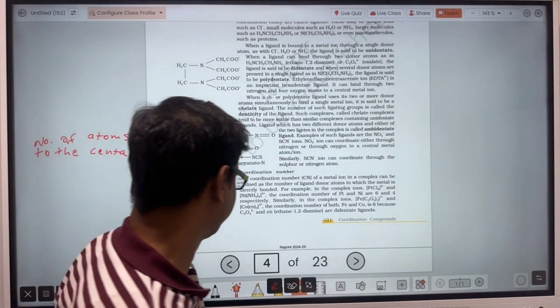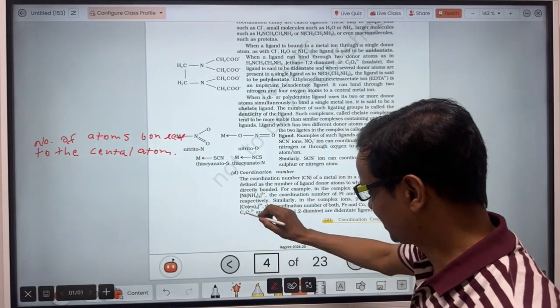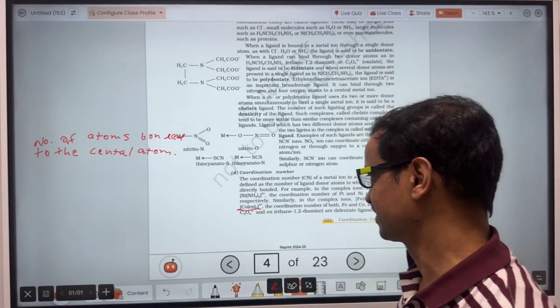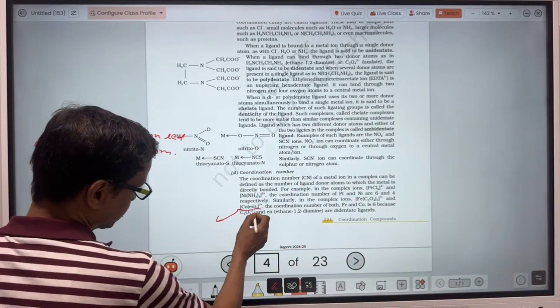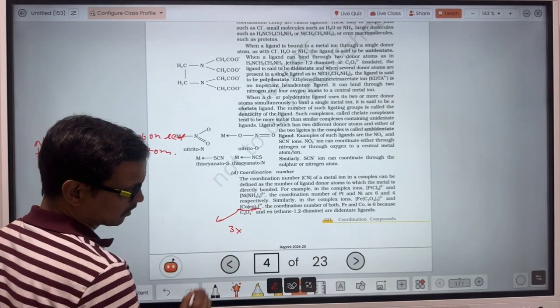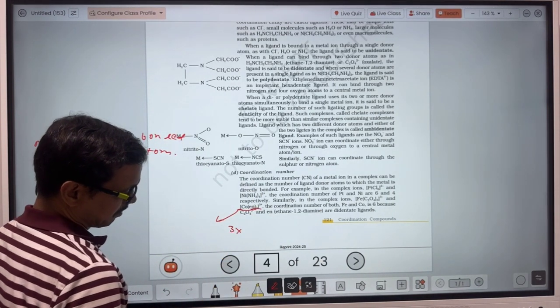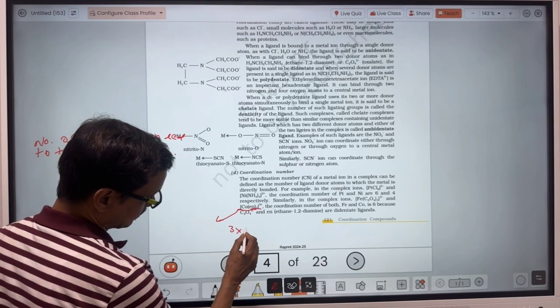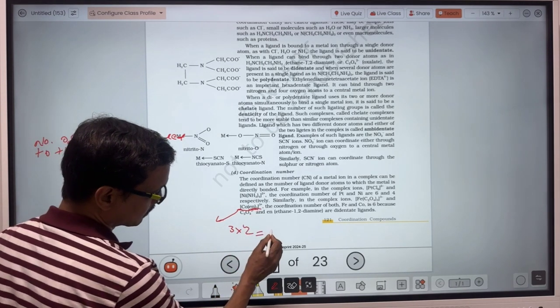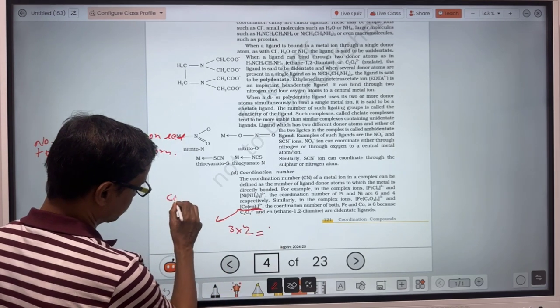I hope it is very simple. Like suppose in this molecule, Co(en)3 whole to the power 3+, what is its coordination number? There are 3 ethane 1,2-diamine ligands, and ethane 1,2-diamine is a bidentate ligand. So 3 here and bidentate means 2. So here is the coordination number of this compound.